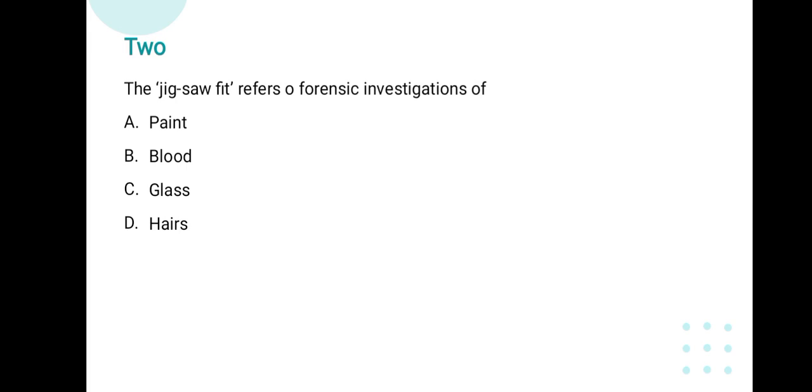Have you ever seen pieces of broken glass? It looks like you can pick each piece and stick them back together, because they break in a certain design that it's possible to put them back together. That's what we refer to as jigsaw fit. The correct answer in this case is glass, choice C.